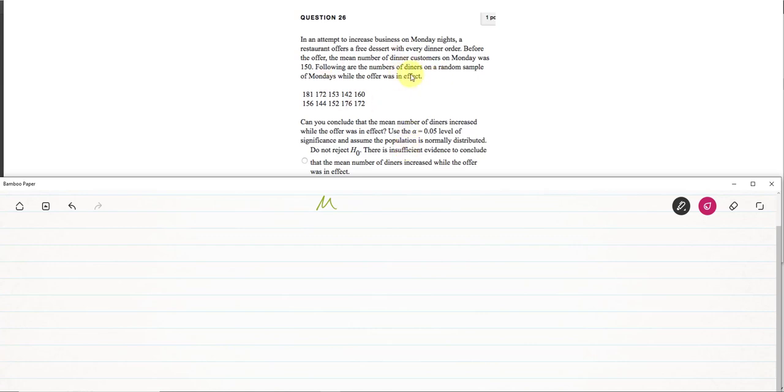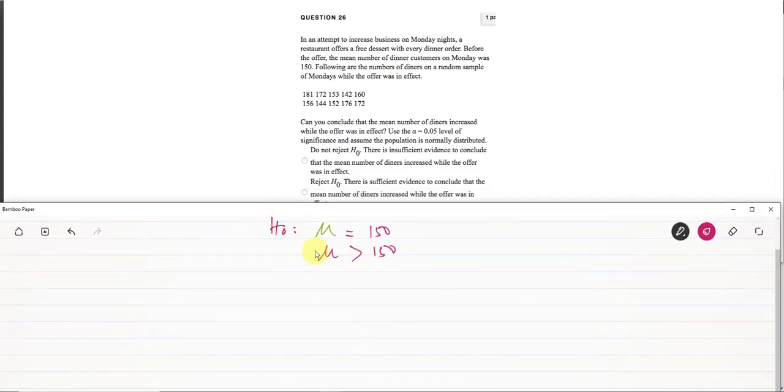Originally, they said that the mean number of dinner customers on Mondays was equal to 150, and they test the claim whether it will increase when the dessert was offered to the customer. That means the mean will be bigger than 150. This is the claim, and this is your null hypothesis. This is your alternative hypothesis, and this value here, 150, is the mu naught value.